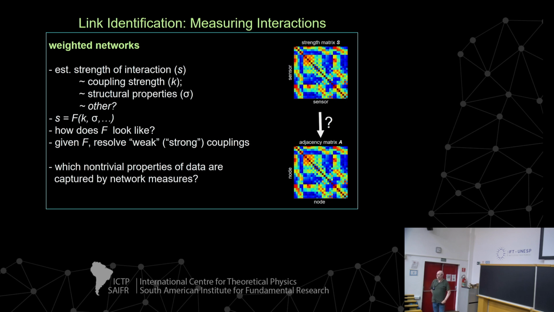There are probably many other influencing factors. We don't know how this dependency looks like. We assume it is there somehow. Yeah? But if you have this dependency, how do you define then weak and strong couplings? I will show you one example later on that this is actually not easy to do. Yeah? And then you need to ask, what are the non-trivial properties of the data that are captured by these network measures? Because what we do now is some kind of overkill. We go from some time series, and then we make networks, and then we do this and this and this and this, and then we end up with, there was an oscillation in the data. You see that. You don't need that. Yeah?